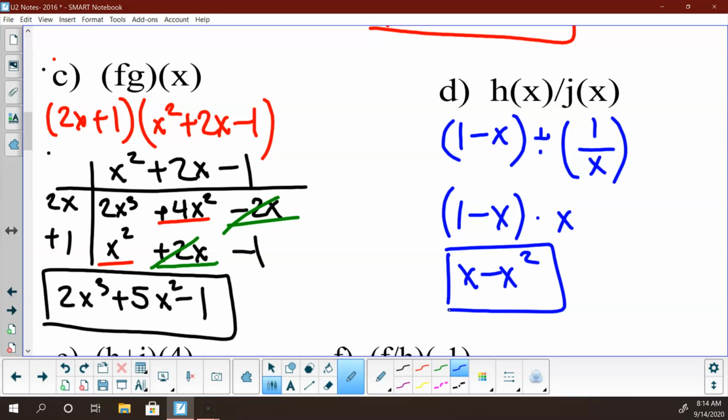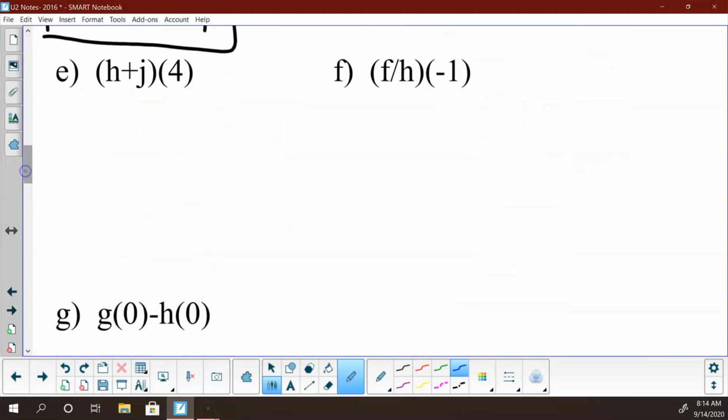So now we're going to work on evaluating it, which means instead of it saying x, we're going to have numbers. You want to take a second, kind of write those out?